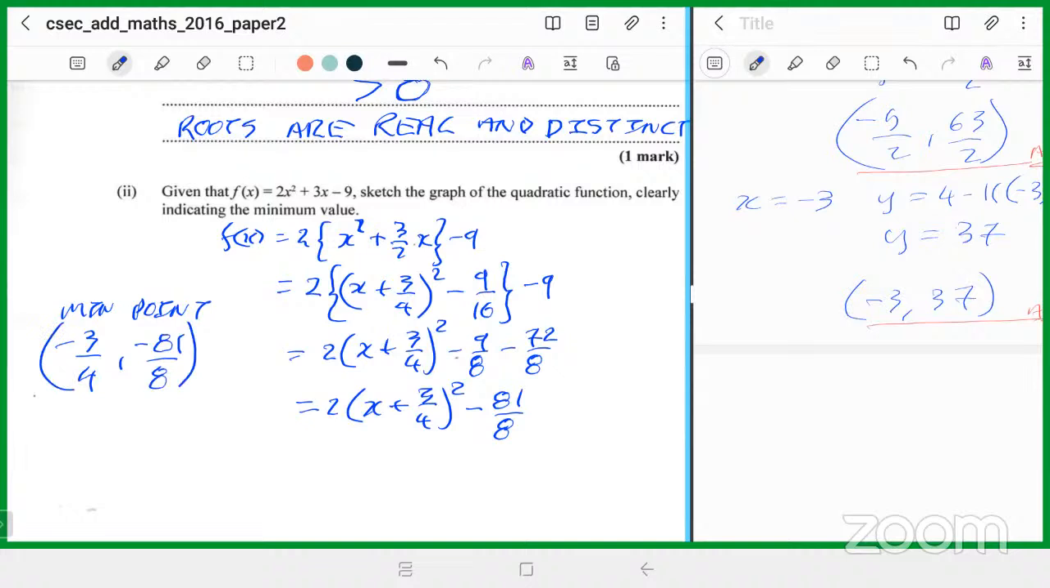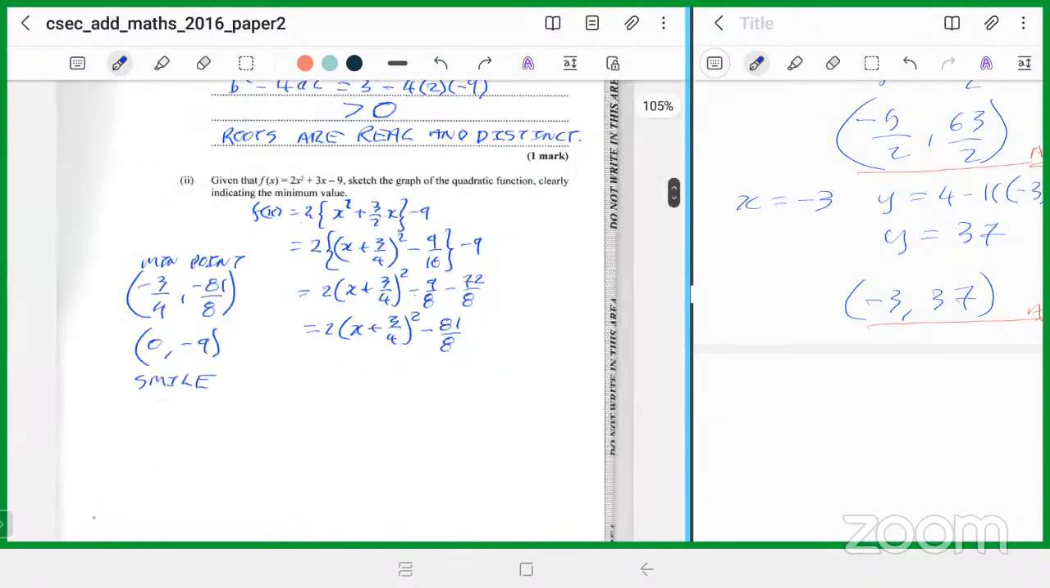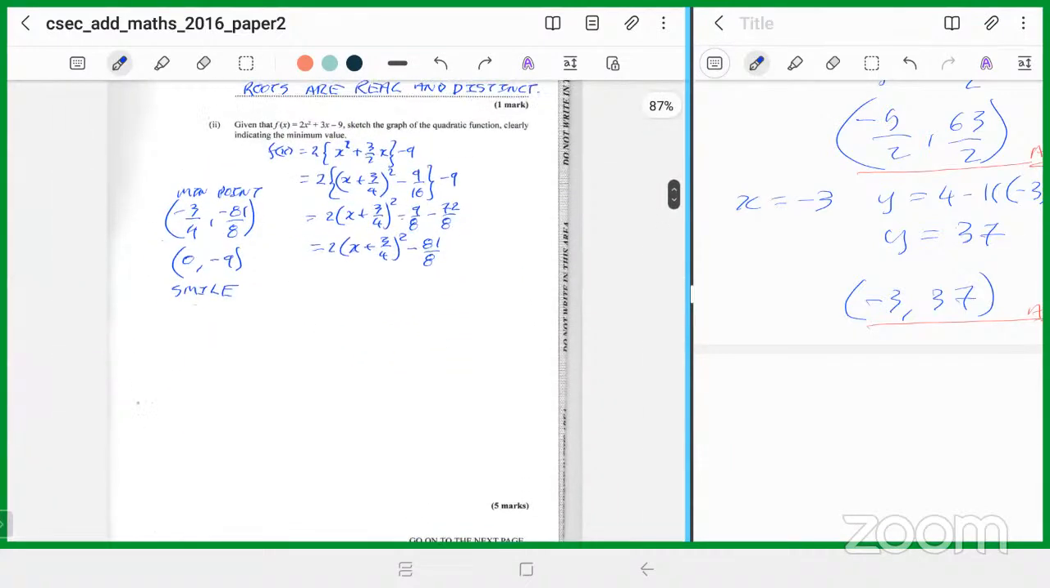Another thing we need to know is that this negative 9 is your y-axis intercept, because it is when the x value equals 0. So it also passes through the point (0, -9). And then it has a smile shape, because the square term is positive. I'm putting these things down because they say to sketch it, and they don't give us a lot of space to sketch it, so this information is needed.